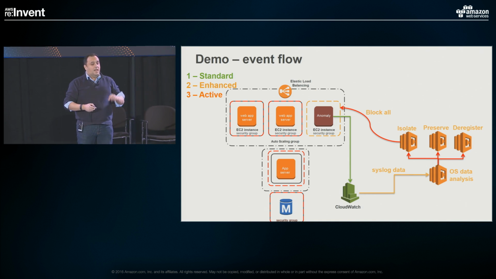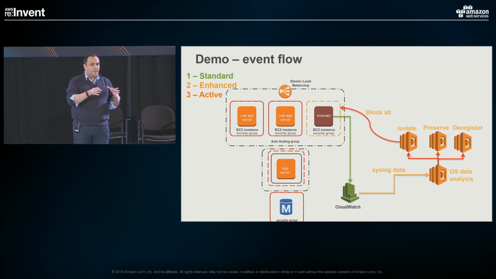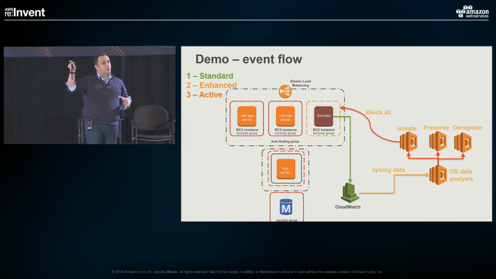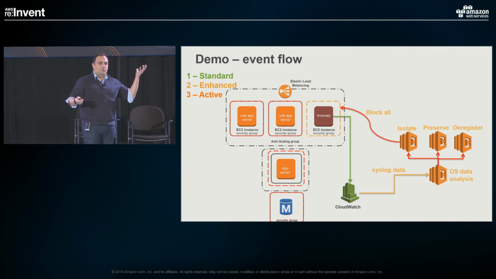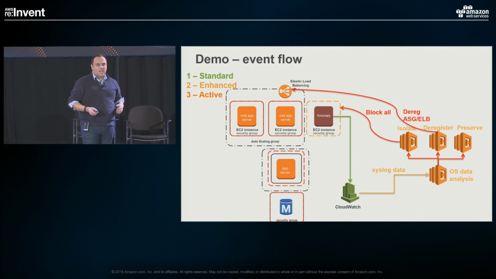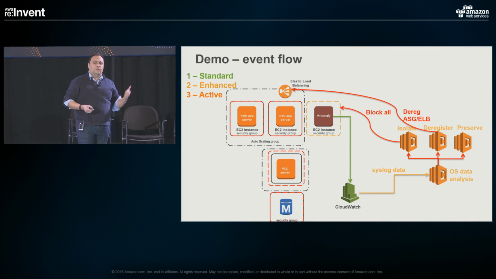Let me just go back for a second. Another thing that I do is I want to preserve the instance. So I also enable termination protection so that no one accidentally or deliberately will just kill it and we lose all access to the memory, which could contain valuable information. I deregister the instance from my load balancer and from the auto-scaling group, meaning this instance that I know is anomalous no longer receives any production traffic.